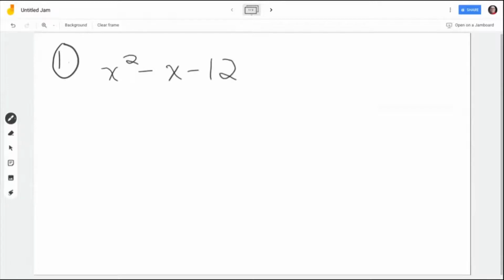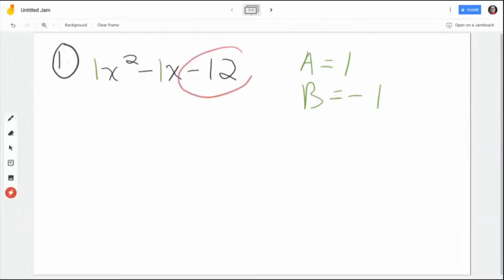Okay, so the first thing that I like to determine is what is A, what is B, and what is C. So in this case, let's do it in different colors. A is just a 1, right? It's like 1x squared there. B is a negative 1, because it's kind of like negative 1x there. And C is going to be that negative 12. We retain the sign. So C is going to equal negative 12.